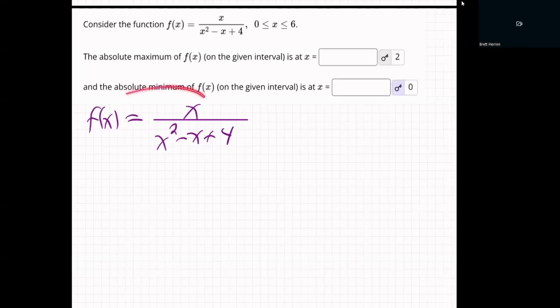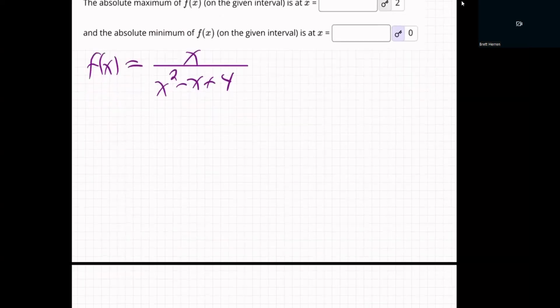This question gives us this function. They want to know the absolute max and the min. So we know what we need to do. We've got to take the derivative, and that's unfortunate because we need to do the quotient rule, right? It's a quotient. So, okay, that's kind of challenging.